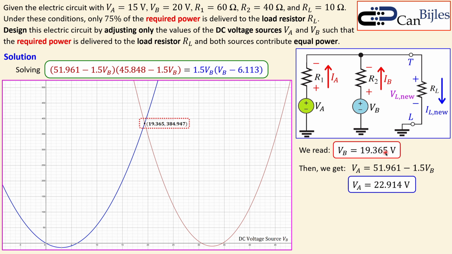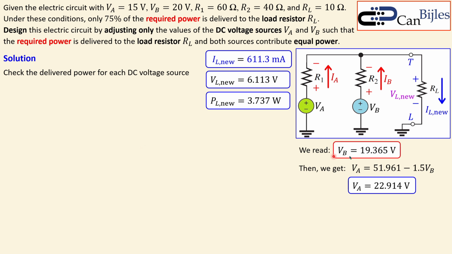Okay, let's move on. Again, these are the values we had for our load, current, voltage and power in the new case, in situation number 2. Now let's check the delivered power for each DC voltage source, because we have something determined already, but let's also check that. So we know this is the formula for the VA. This was the voltage we have determined, and the current can be calculated again using the IA formula.